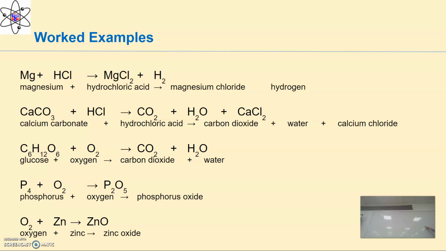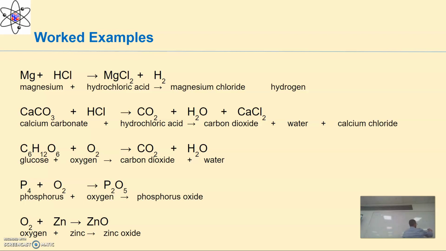List the elements in order of which they appear. So I'm starting from the left-hand side: magnesium, hydrogen, chlorine. I have 1 magnesium, 1 hydrogen, 1 chlorine atom. On the product side, I have 1 magnesium, 2 hydrogens, and 2 chlorines. So magnesium is already balanced.